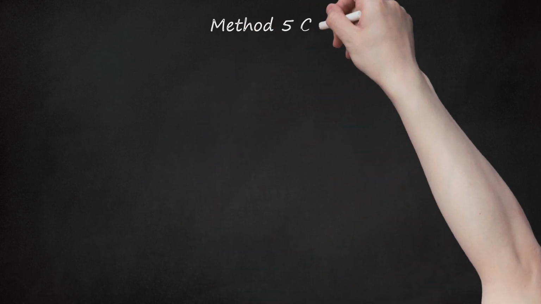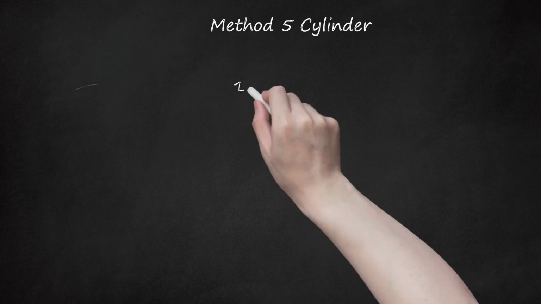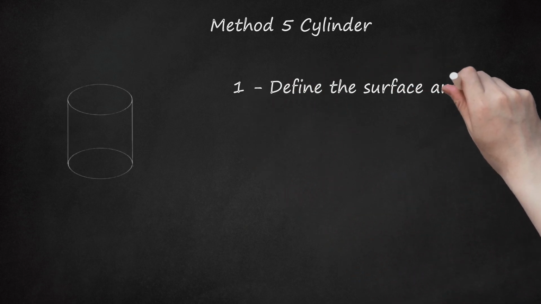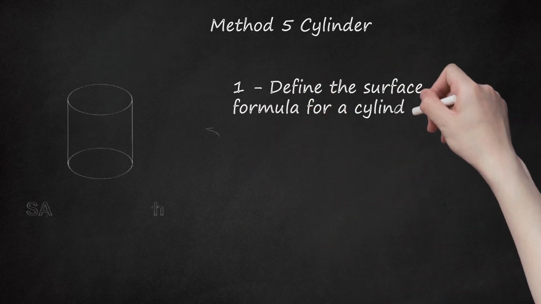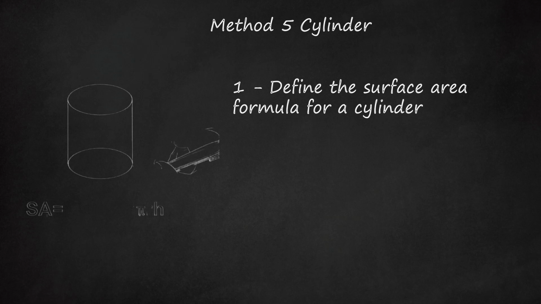Method 5: Cylinder. 1. Define the surface area formula for a cylinder. A cylinder has two circular ends enclosing a rounded surface. The formula for surface area of a cylinder is SA equals 2 pi * r² plus 2 pi * rh, where r equals the radius of the circular base and h equals the height of the cylinder.